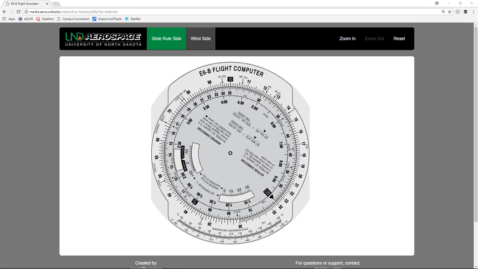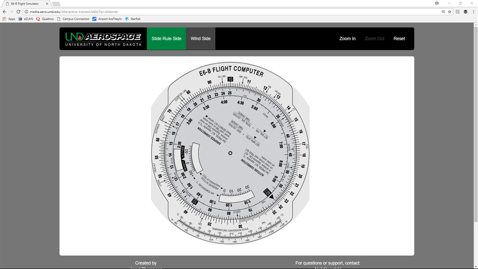Now to do multiplication using the E6B, essentially we're going to do the same process that we just did, except backwards, because multiplication is just division backwards, and vice versa. So for multiplication, we're going to find one of the numbers that we're multiplying, find that on the A scale, and we'll place the 10 index underneath that number. And then we'll find the other number that we're multiplying on the B scale, and we'll find the answer on the A scale above that number.